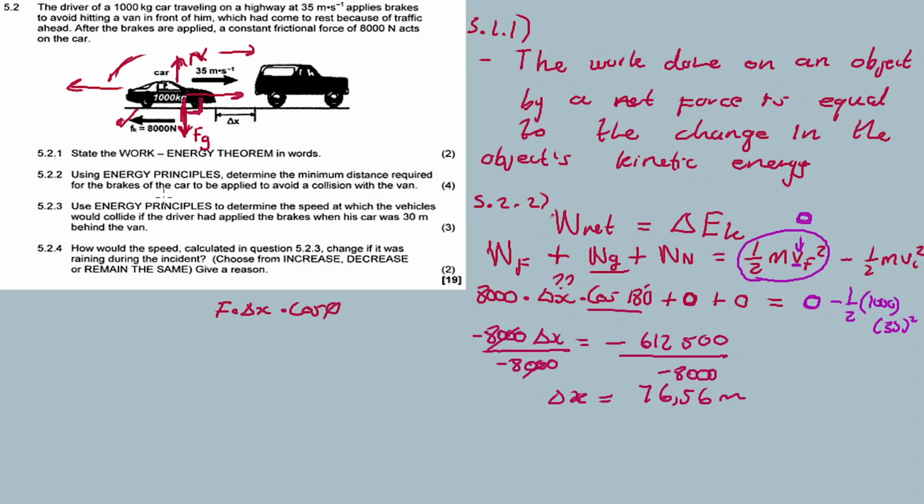So if the distance between the two cars, delta x, reaches this value, the driver must apply the brakes so that he does not collide with the van. Right, question number 2 is done. Now let's go to 5.2.3.